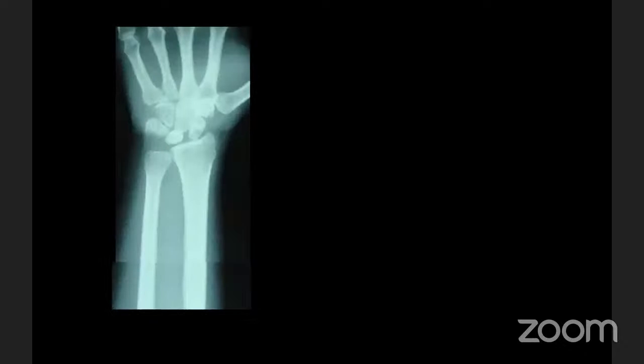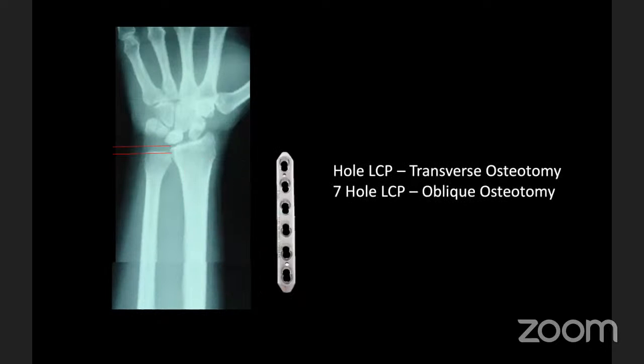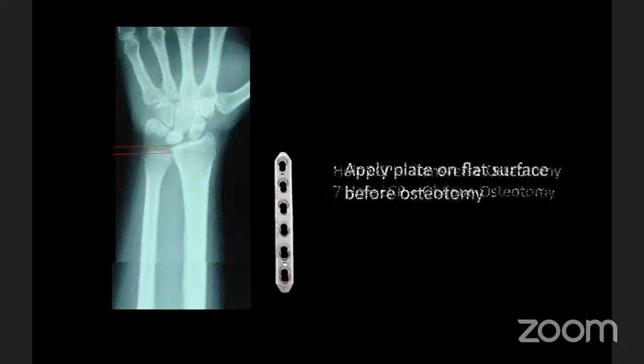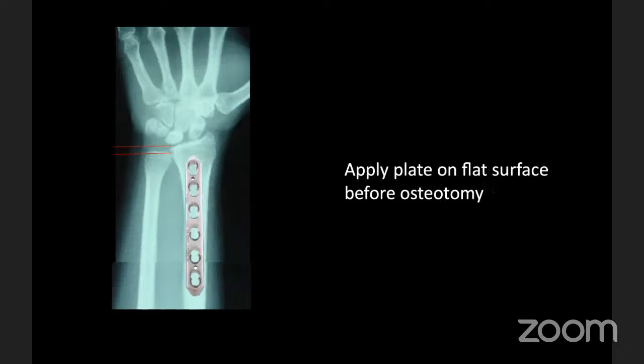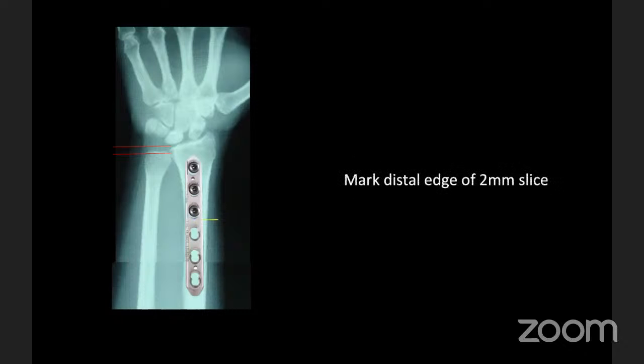This is how it is done. This is the same example of the first patient that we saw. As you can see, there's a negative ulnar variance. As a first step, for a transverse osteotomy, a 6-hole 3.5 locking compression plate is applied. If you have an oblique osteotomy, then you would choose a 7-hole LCP. The plate is applied on the intact radius. Only the distal 3 screws are passed. At this stage, the level of the osteotomy is marked with respect to the 3rd screw from distal to proximal.